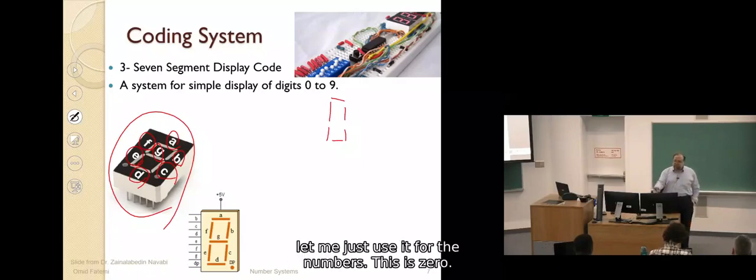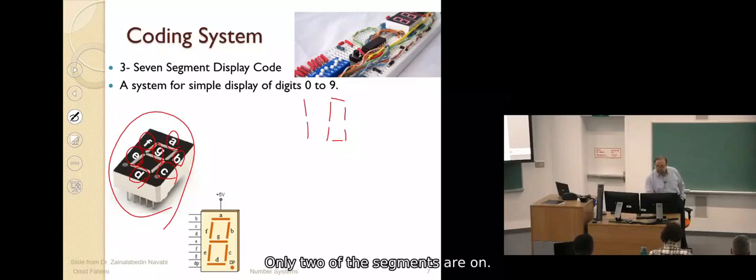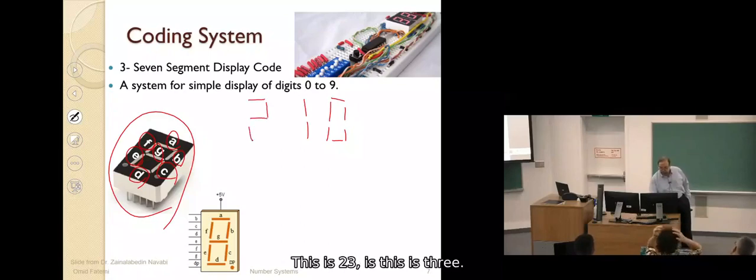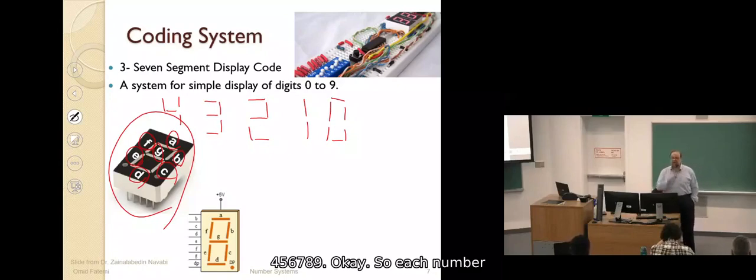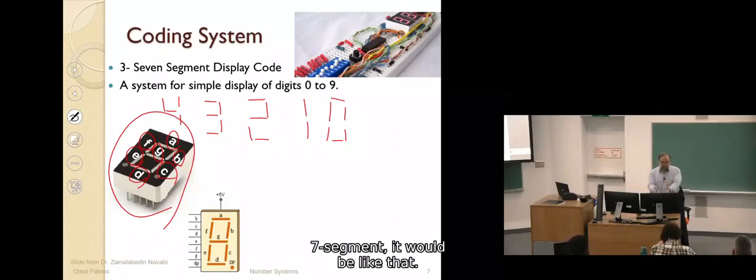But let me just use it for the numbers. This is 0, this is 1, only 2 of the segments are on. 1, 2. This one is on, this is 1, this is 2. This is 3, and so on. 4, for example, is like this. 4, 5, 6, 7, 8, 9. So each number, when you want to display it on 7 segments, would look like that.